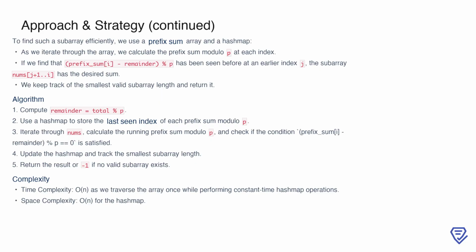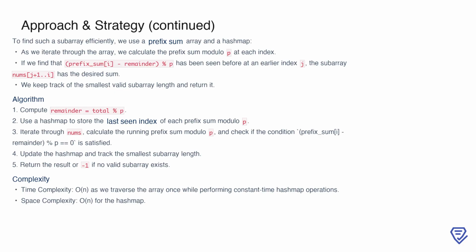To efficiently find the required subarray, we use the prefix sum technique combined with a hash map. As we iterate through the array, we calculate the prefix sum modulo p at each index. The key observation is that if we encounter a situation where the difference between the current prefix sum and the remainder equals a multiple of p, then the subarray between the earlier occurrence and the current index satisfies the condition. Specifically, for a prefix sum value at index i, if prefix_sum[i] remainder % p was seen at an earlier index j, the subarray nums[j+1..i] has the desired sum.